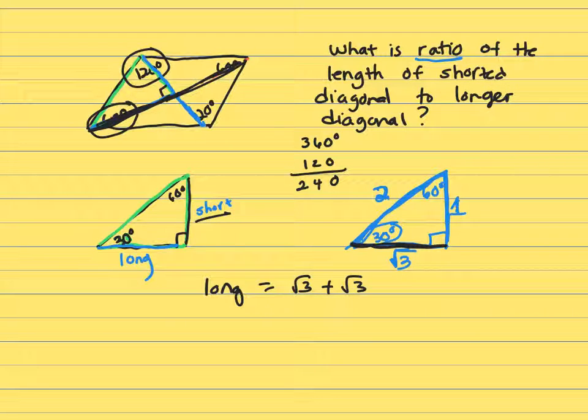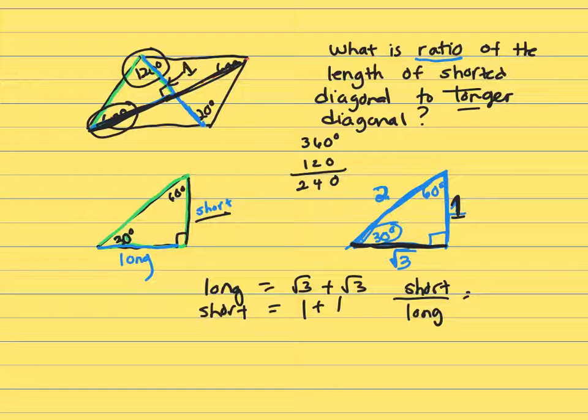Now here's my short, which corresponds to a 1, that leg would be a 1, but you've got two of them. So your short is 1 plus 1. That's the length of it. So let's find the ratio of the short to long. So short over long, the short is 2, 1 plus 1, and the long is 1 square root of 3 plus 1 square root of 3, which is 2 square roots of 3. And of course, those 2's cancel, and you're left with 1 over square root 3, and that's answer D.